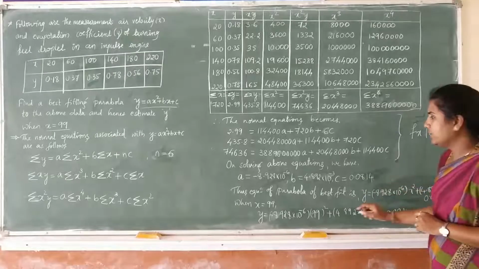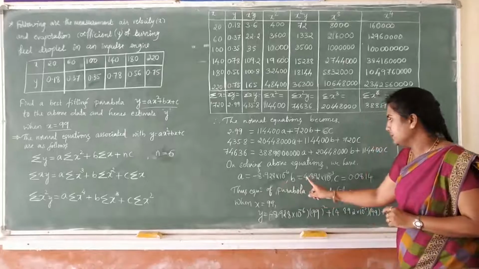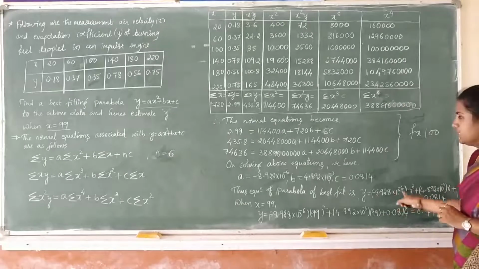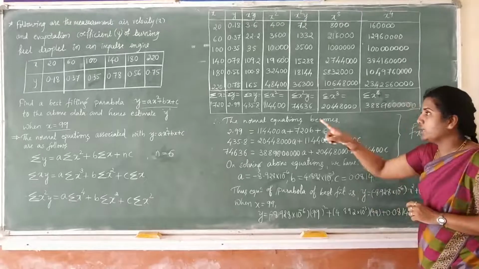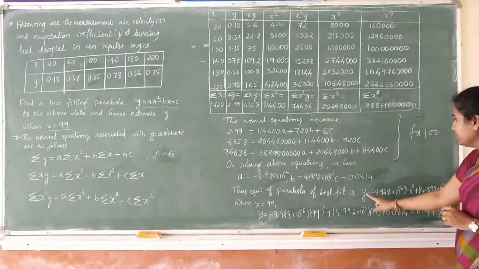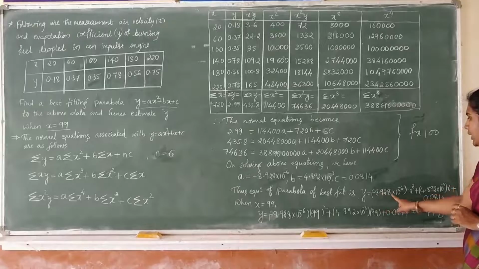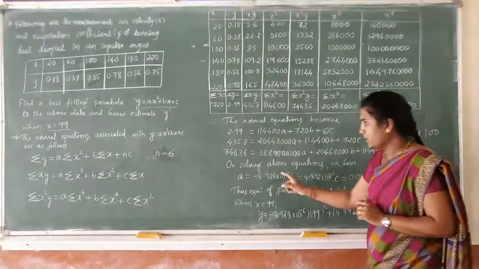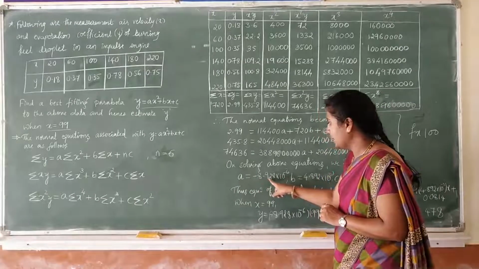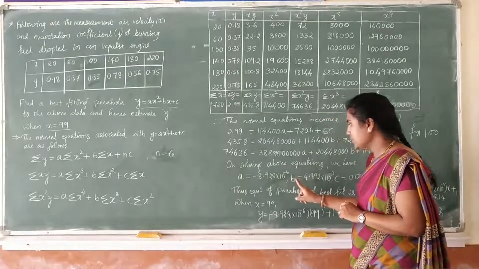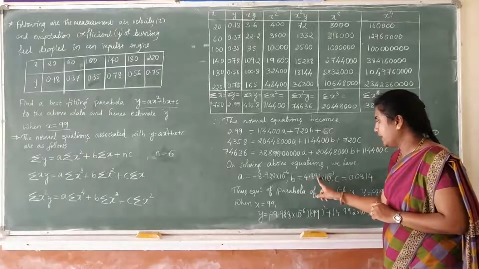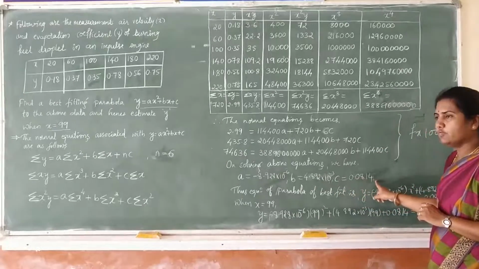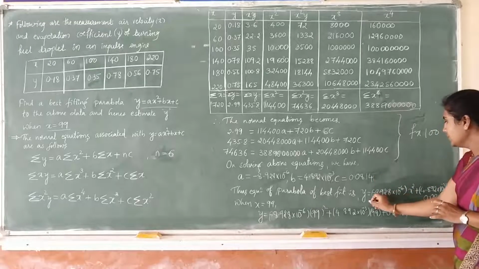Okay. After finding the values of a, b, c, fit a curve. That is, by substituting the values of a, b, c in the curve equation y equals ax square plus bx plus c. Here we have obtained the values: a equals minus 8.928 into 10 raised to minus 6, b equals 4.892 into 10 raised to minus 3, c equals 0.0814. Next, substitute the values and fit a curve.